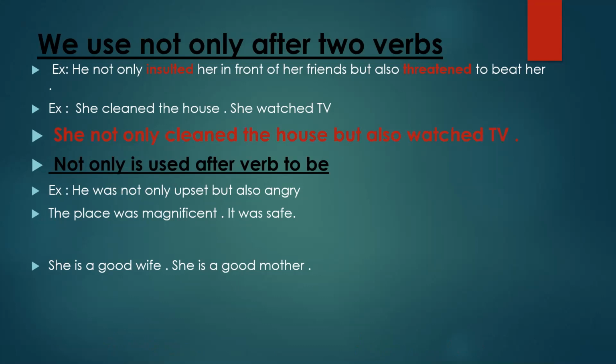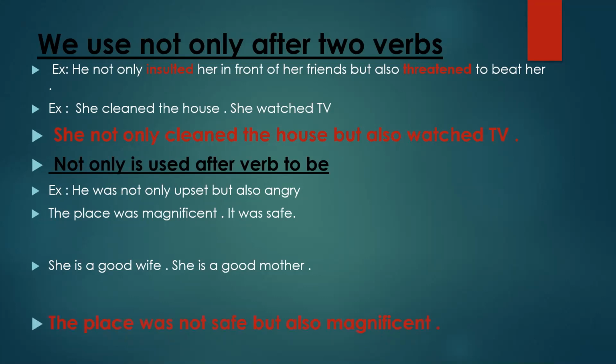Salma? The place was not only magnificent, but also safe. Thank you, Salma. And again, don't forget the comma before but. Okay, I need somebody else to answer the next one. Can I place not only before was? Of course not.